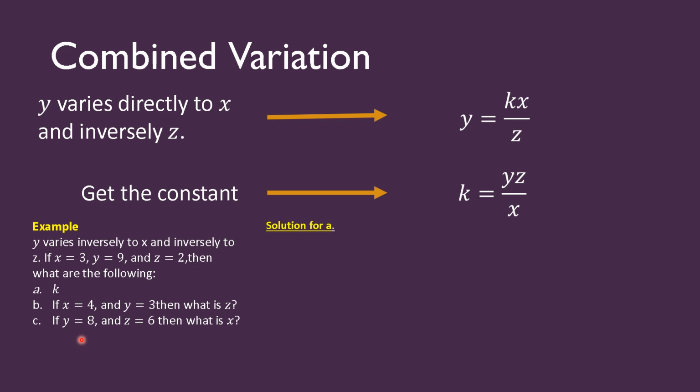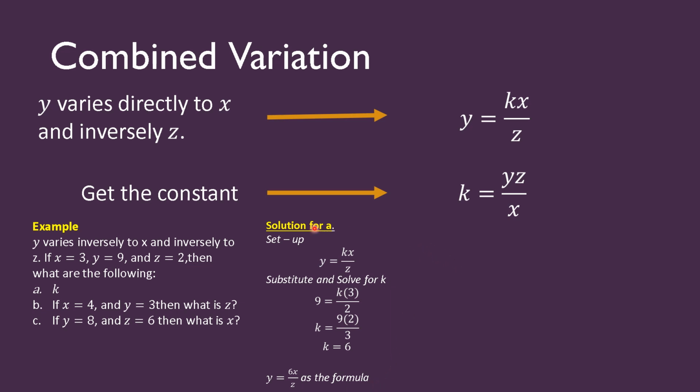Now, let's solve for A, which is finding the constant. Setting up y is equal to kx over z. Substitute and solve for k. So we substitute 9 is equal to k times 3 over 2, which are the values of x, y, and z given here. Solving that, k would be 9 times 2 over 3. Then we get k is equal to 6. Therefore, we can derive y is equal to 6x over z as the formula.